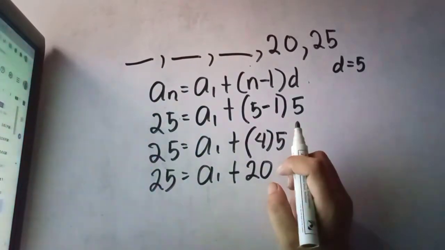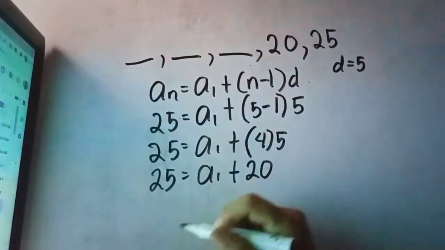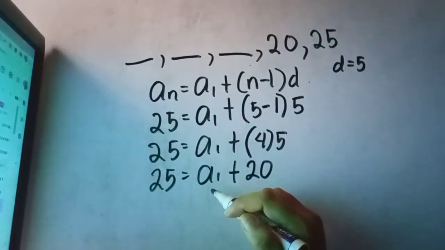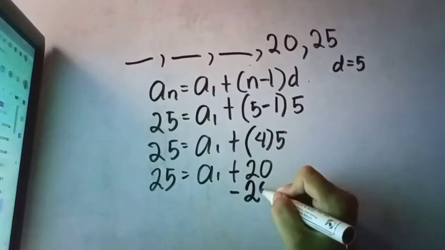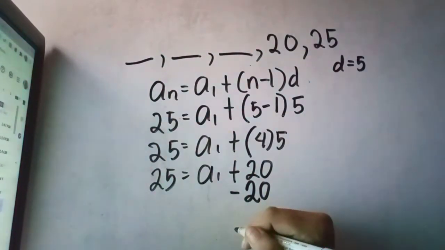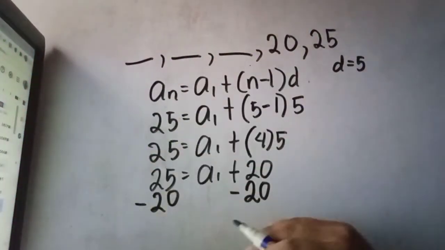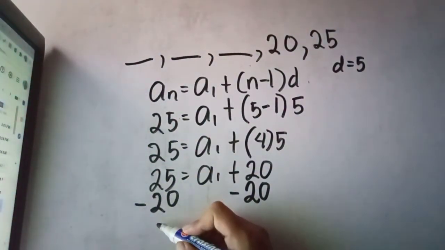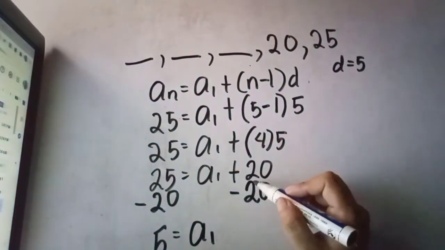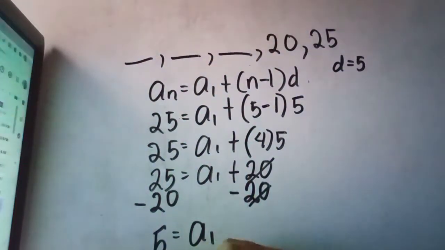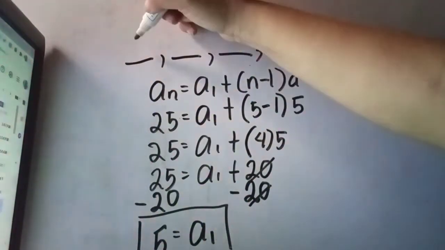So, para makuha natin yung value ng a sub 1 or ng ating first term, itatranspose natin itong 20 papunta dun sa kabila para maiwan dito si a sub 1. So, this is positive 20. Therefore, we will subtract 20 para maging 0 siya. At kung magsusubtract tayo ng 20 dito, magsusubtract din tayo dito ng 20 para patas. So, 25 minus 20 is 5. At tapos, a sub 1. Ito, makakancel na. 20 minus 20 is 0. So, ang ating first term ay 5.